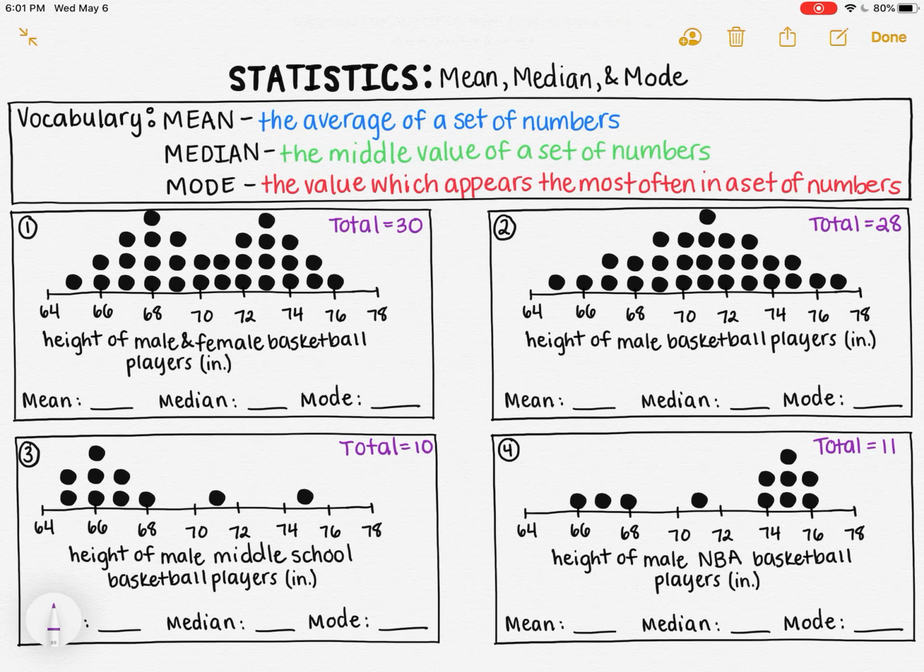In this video, I'm going to review how to find the mean, median, and mode of different data sets. All of the data sets are going to be represented by these dot plots. A dot plot has one dot to represent each individual in a sample.